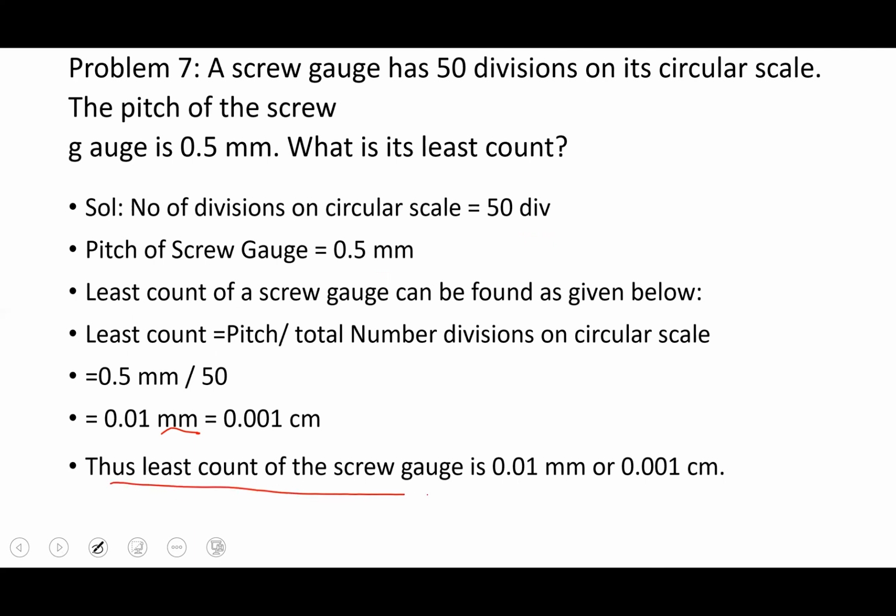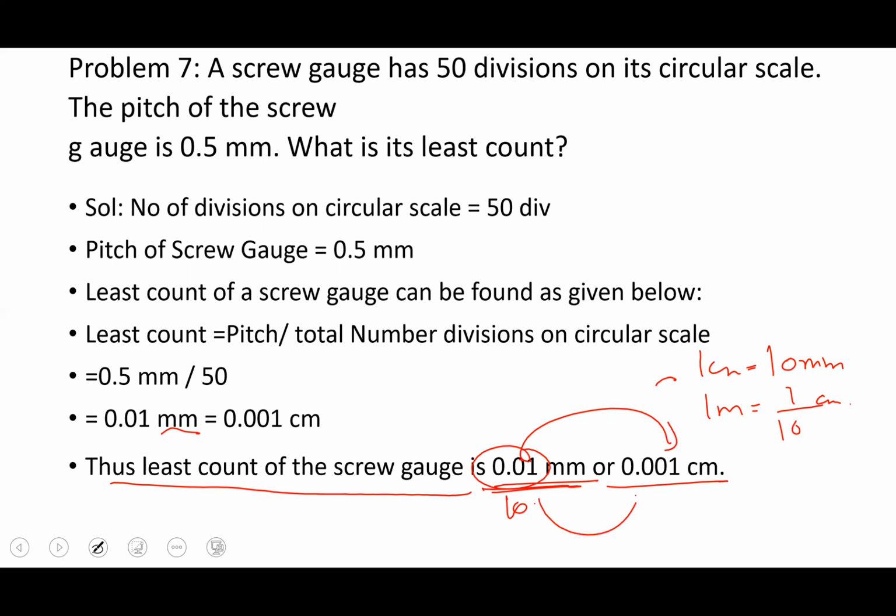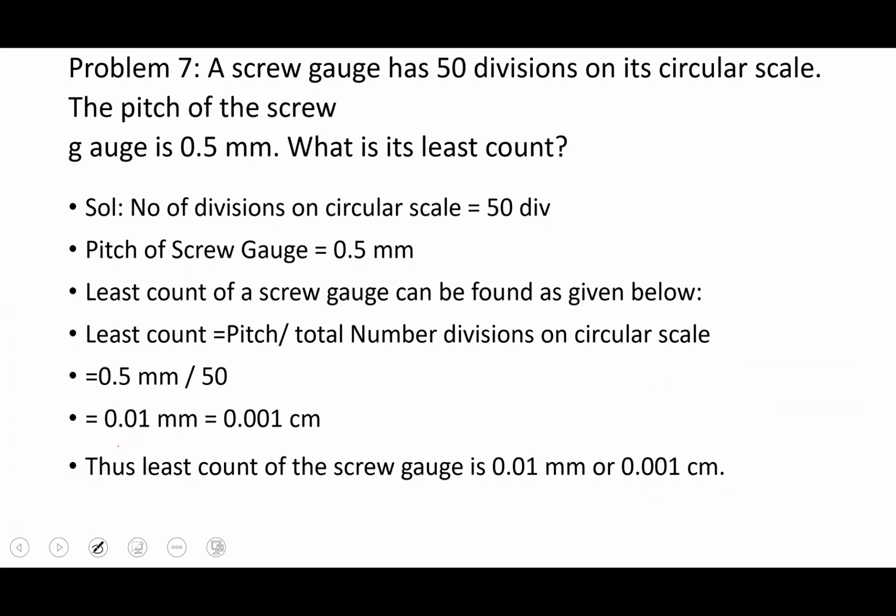Thus, the least count of the screw gauge is 0.01 millimeter or 0.001 centimeter. And we can convert millimeter into centimeter just by dividing by 10, because 1 centimeter contains 10 millimeters. So 1 millimeter will contain 1/10 centimeter. That is why if we divide this whole value by 10, our answer will be in centimeters. So I've written down both cases so that you can convert this one.